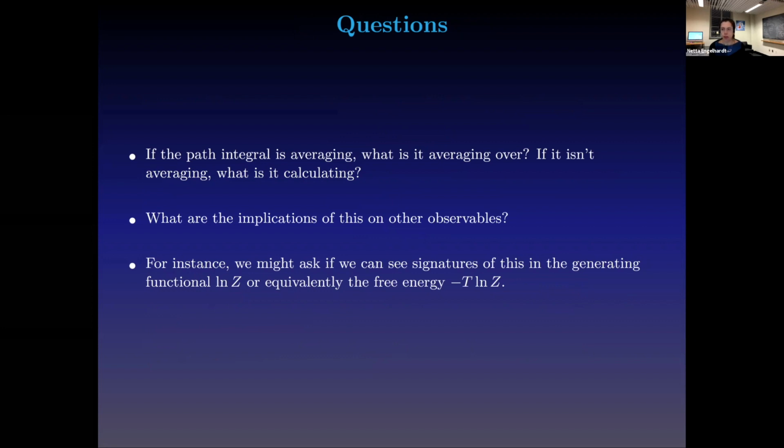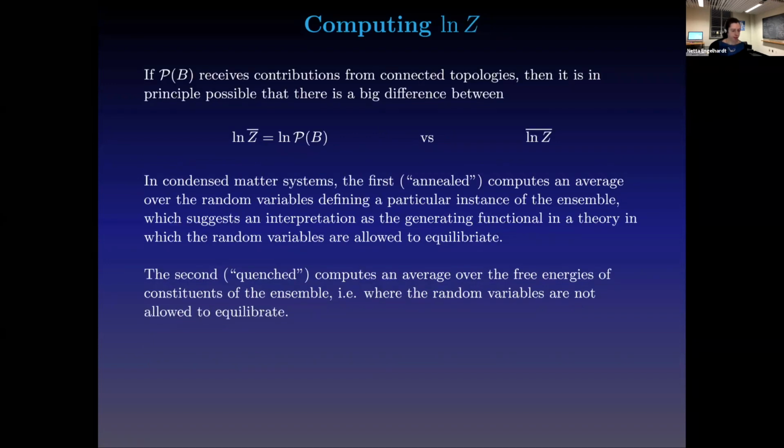So this finally leads me to the main point of this talk, so enough with the introduction. If the gravitational path integral receives contributions from connected topologies, then in principle, it's not impossible that if we compute log of Z bar, again, the log of just the gravitational path integral, or if we compute the ensemble average of log Z, there could be a significant difference between the two.